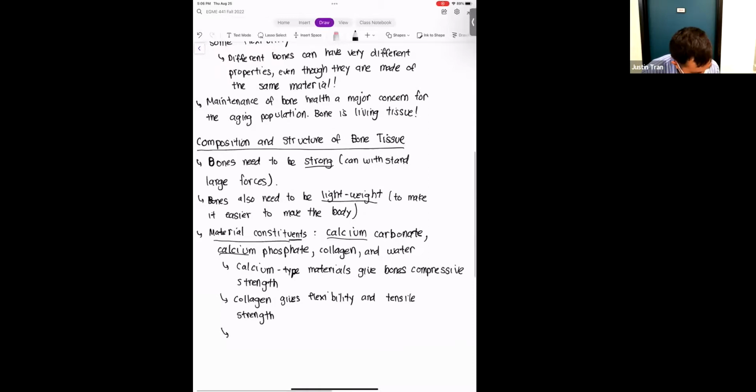And lastly, water. Water actually makes up a decent amount of the weight of the bone. Water makes up about 30% of the bone weight.